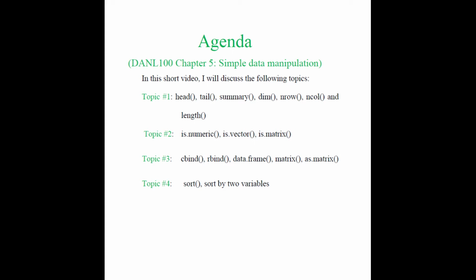Topic number 2 is numeric, is vector, is matrix. We know we can have 3 types of data, such as scalar, vector, or matrix. Topic number 3, cbind. We combine columns together. Rbind, we bind rows together. Another way to combine data together is called data frame. Matrix and as matrix are used to generate a matrix. Topic number 4, sort. Sort by a common variable and sort by 2 variables.